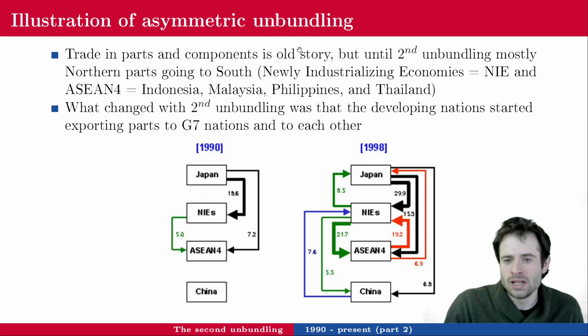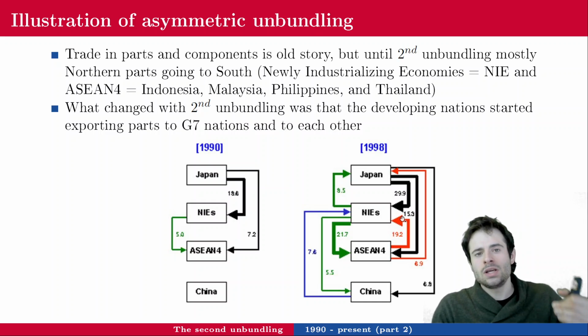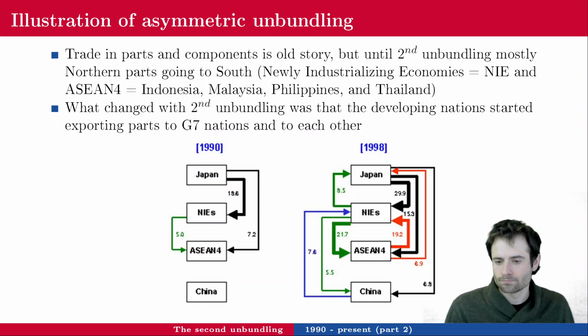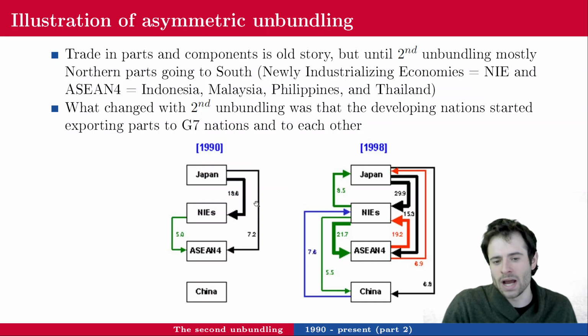NIE is what we call the newly industrialized economies. And the Asian four are Indonesia, Malaysia, Philippines, and Thailand. In 1990s, we had pretty much one directional flows of parts and components. Whereas in 1998, we have parts of all sorts going back and forth from one country to another, produced in one country, assembled in another, pretty much. Don't mind the numbers. Those, I believe, represent some percentages of parts going from one country to another. Just pay attention to the arrows, which are now, in a way, higher number.